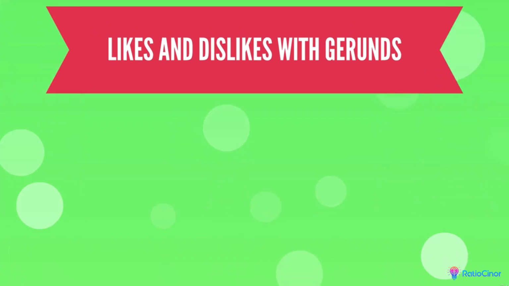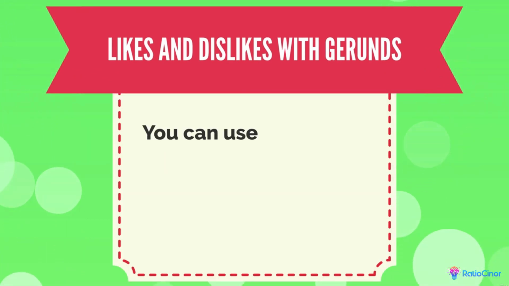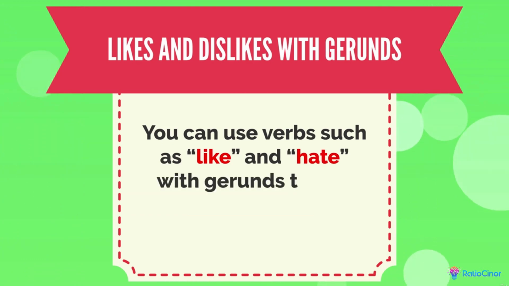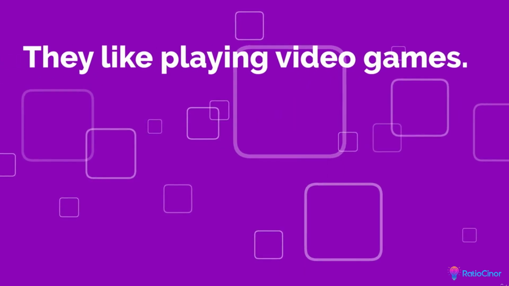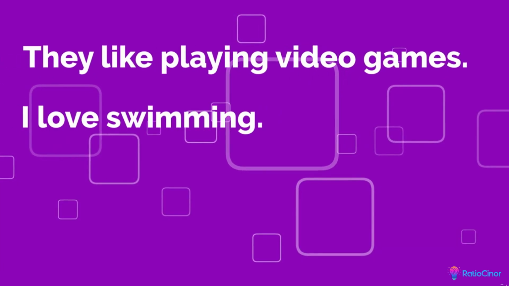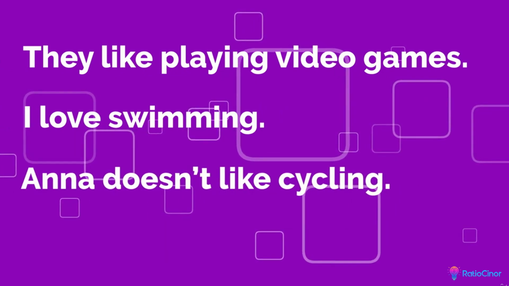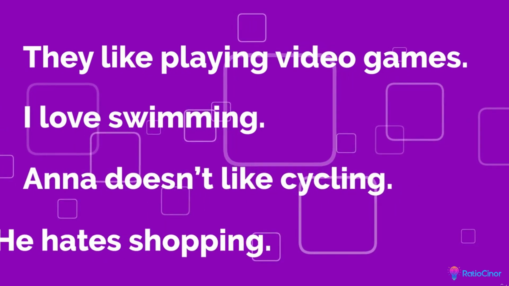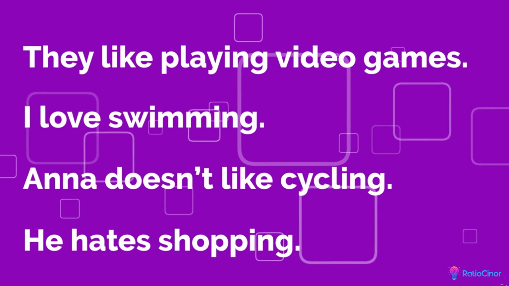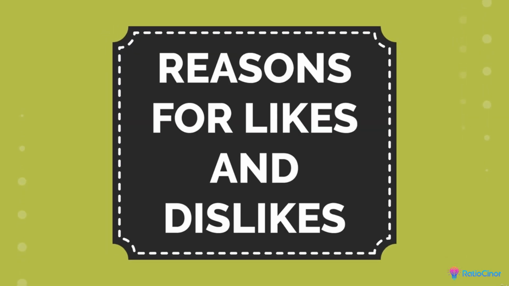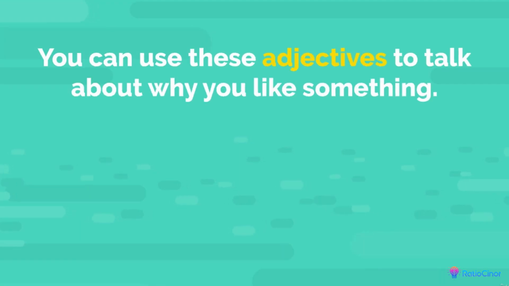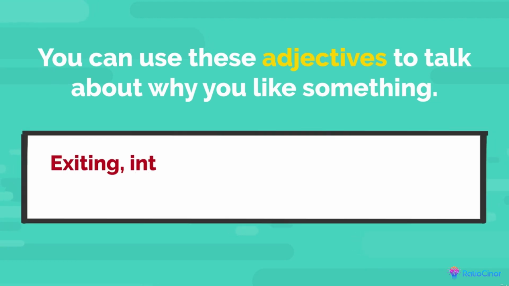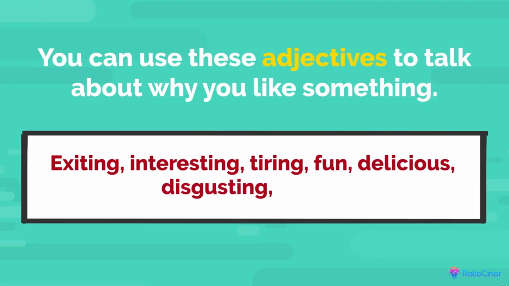Likes and dislikes with gerunds. You can use verbs such as like and hate with gerunds to talk about activities. They like playing video games. I love swimming. Anna doesn't like cycling. He hates shopping. Reasons for likes and dislikes. You can use these adjectives to talk about why you like something: exciting, interesting, tiring, fun, delicious, disgusting, boring.